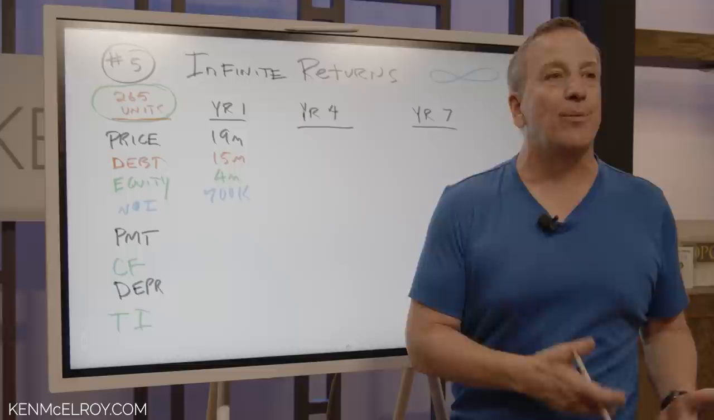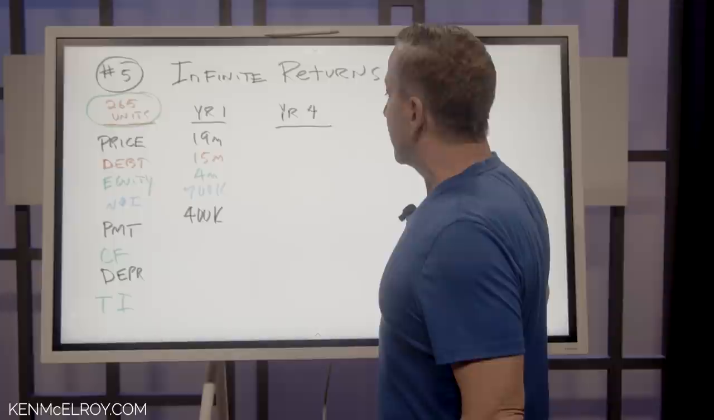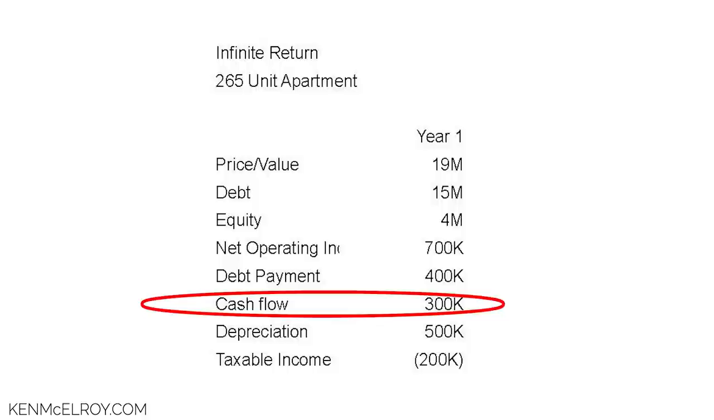So the bank said, we'll give you $15 million, which is about a $400,000 a year payment, and that's going to give you a cash flow of about $300,000. What that is, that's $300,000 against the $4 million. That's almost a 9% cash on cash return. So that's how we raised the money.